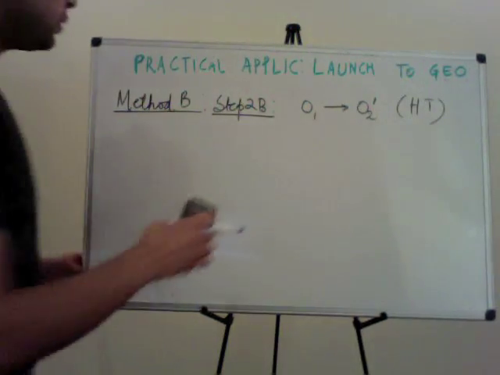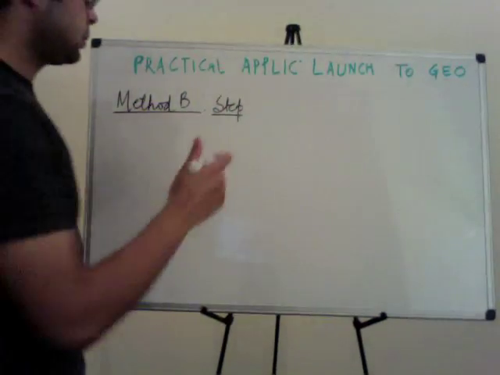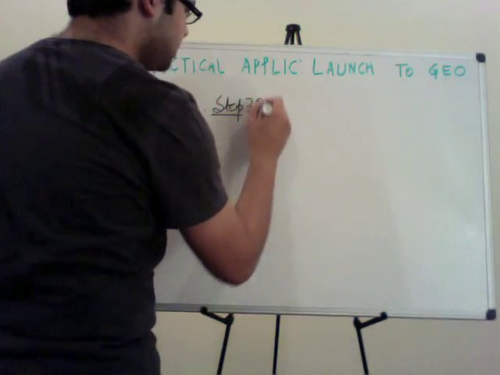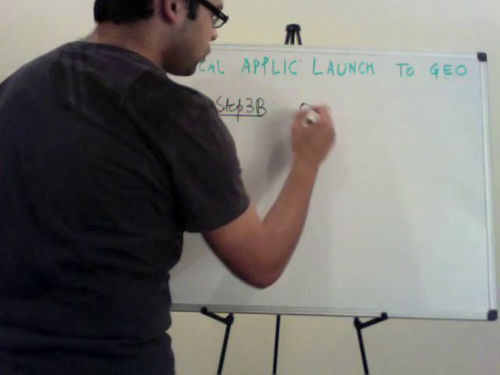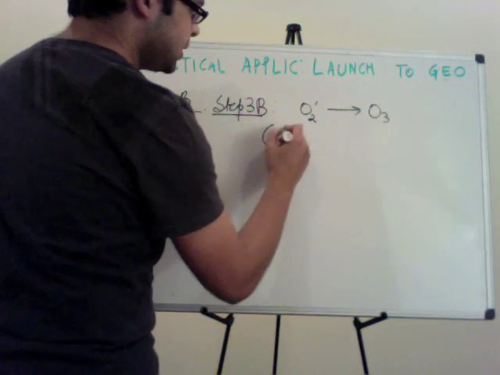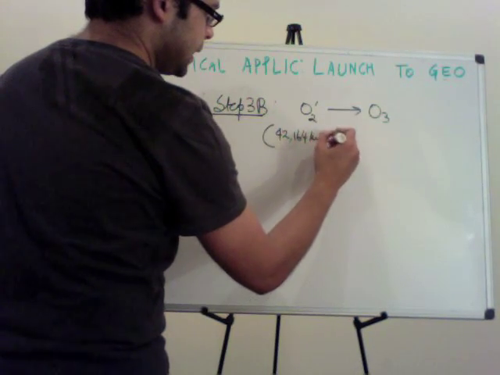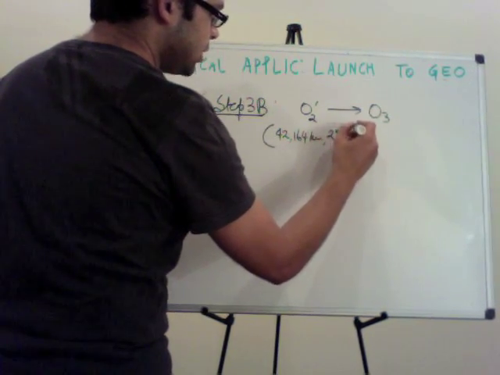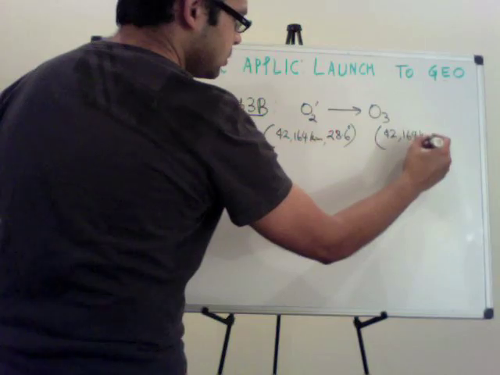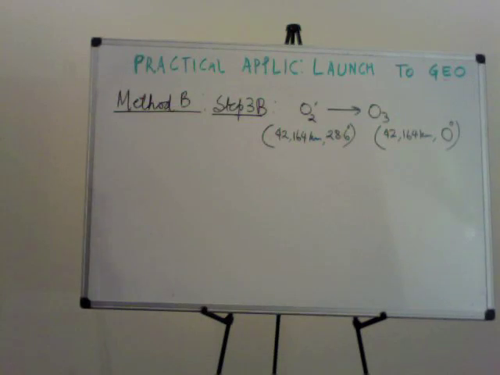To finish out method B, we have step 3 of method B. This is to go from O2 prime to O3, right? This is the radius and inclination that we have reached so far. The same radius, but 0 degrees inclination.